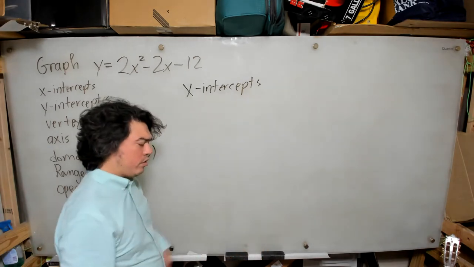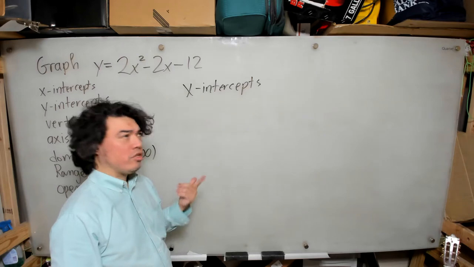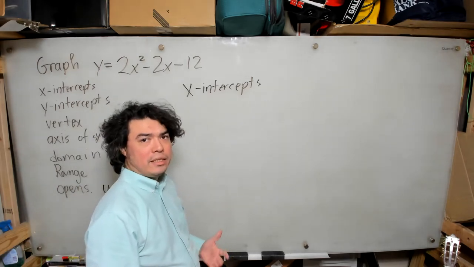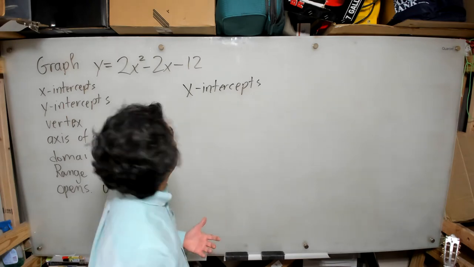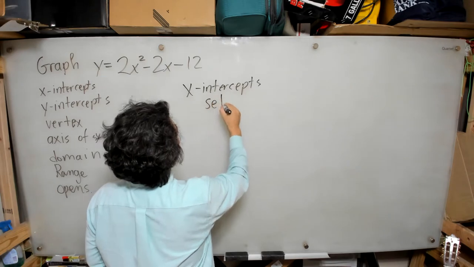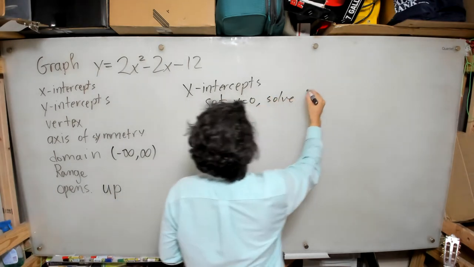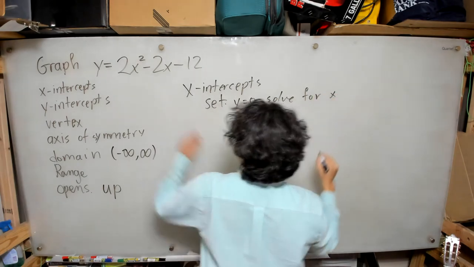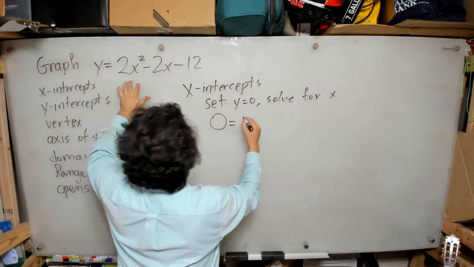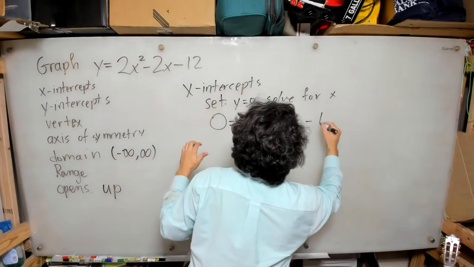Now, again, to calculate the x-intercepts, we're gonna set y equal to 0 and solve for x. And why is that true? Because every point on the x-axis has y component 0. So that means we're gonna set y equal to 0 and solve for x. Okay, so I have this equation. Setting y equal to 0 means I'm gonna solve the equation 0 equals 2x squared minus 2x minus 12.